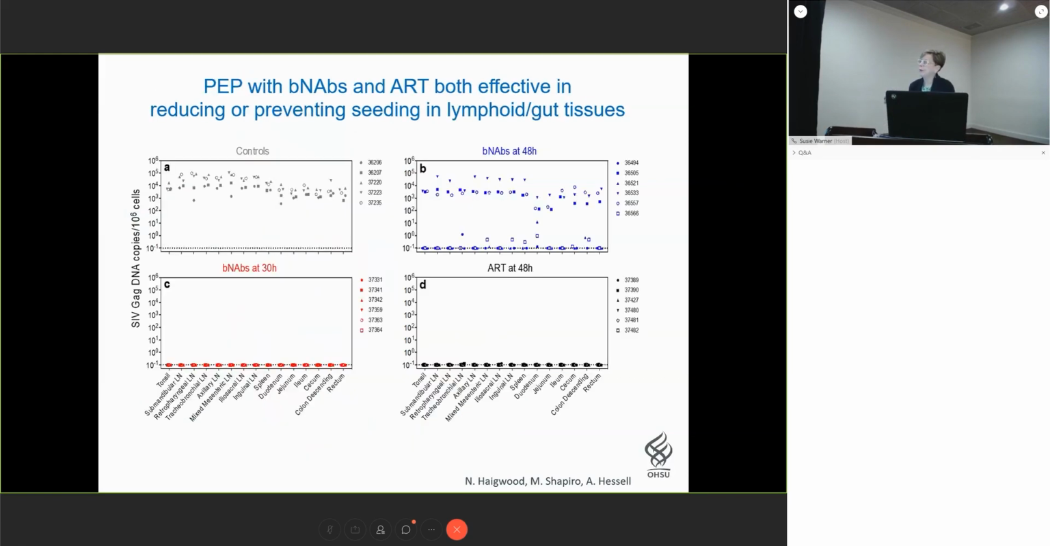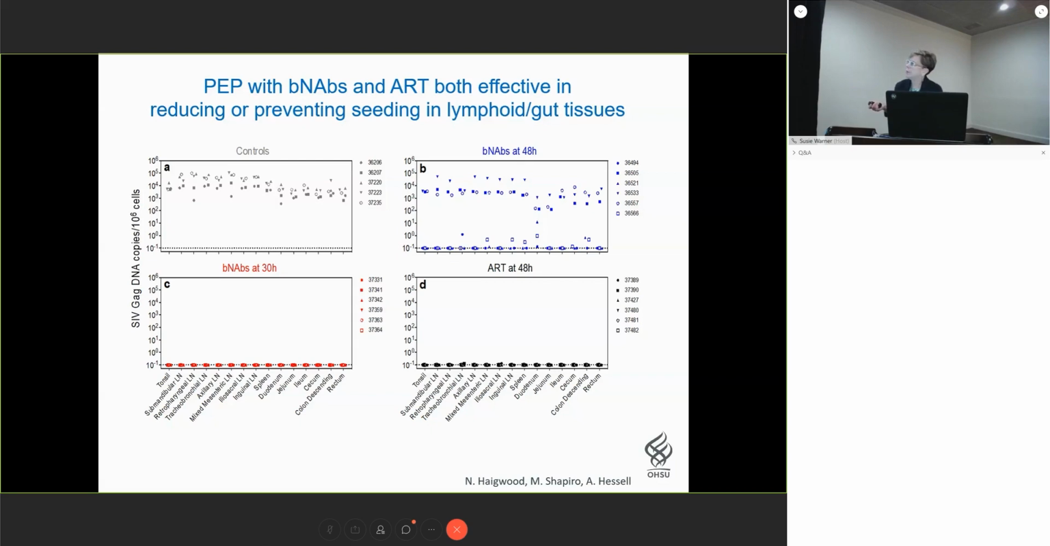And what we did was we looked at tissues, and we showed that, in fact, the ones that are negative in the blood are also negative in all the tissues that we looked at. And then the animals that are in the controls are obviously very high. And then we had some animals that were intermediate with the treatment at 48 hours. And the question is, what do these levels of virus mean?